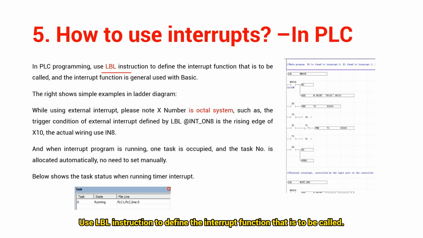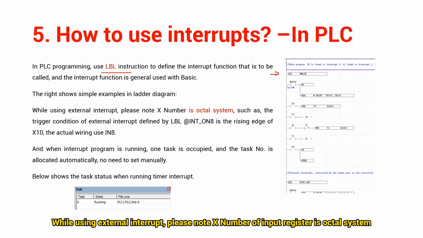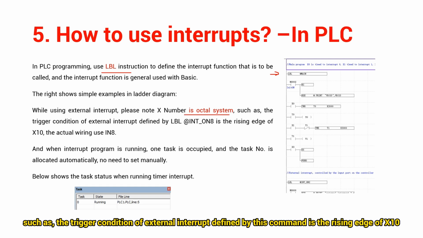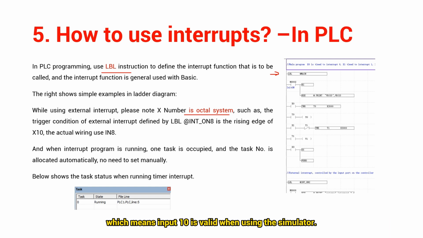Use the LBL instruction to define the interrupt function that is to be called. The right shows simple examples in the ladder diagram. While using external interrupt, please note the X number of the input register is in octal system. For example, the trigger condition of external interrupt defined by this command is the rising edge of X10, which means input 10 is valid when using the simulator. In actual controller wiring, use input 8.